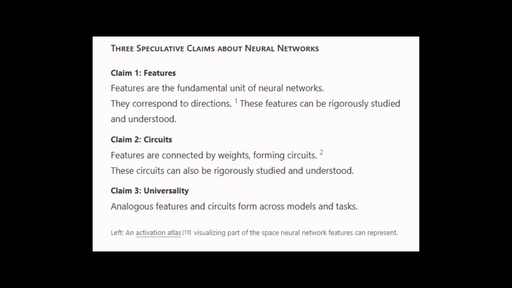So, what were those three claims that we were investigating? The first claim says that there are features, not neurons, that are the smallest unit that is relevant to study within neural nets. A feature is a distinct-ish aspect of the input, and it corresponds to a direction in the latent space. This also implies that every input of a neural net is just some complex linear algebra. These features can be studied and understood.